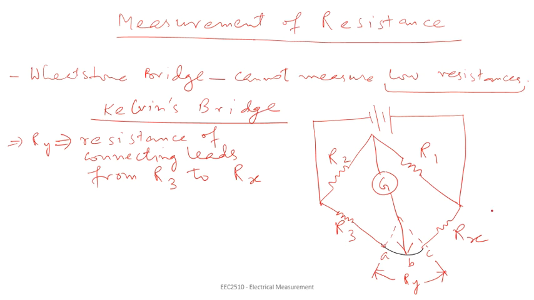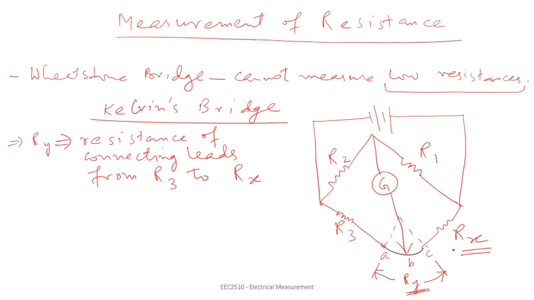What you can see from this circuit is that this galvanometer, which is connected in the circuit, can be connected either to this point A or to this point C. That is why I have shown this with dashed lines. If it is connected first to point A, then this resistance Ry, which is the contact resistance, will be added to this unknown resistance.